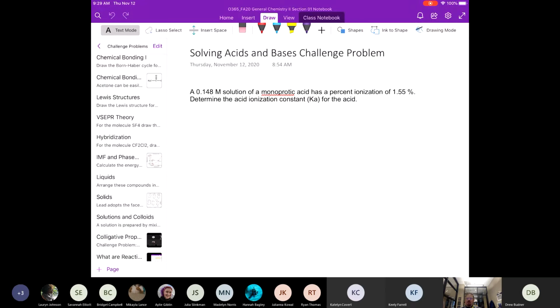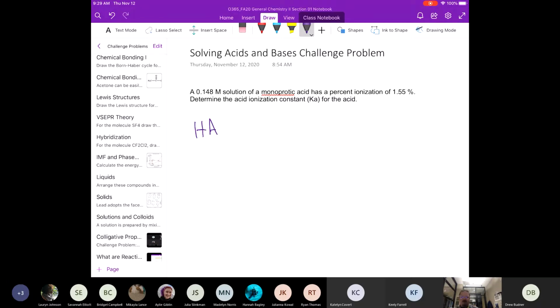So if we have a challenge problem where we have a 0.148 molar solution of a monoprotic acid that has a percent ionization of 1.5%, we need to determine the acid ionization constant, this Ka, for this acid. So let's start with defining some of these terms. What do we mean by a monoprotic acid? That is going to be an acid where it has a single hydrogen that we can lose. And we don't know what acid it is, so I'm going to just call it HA.